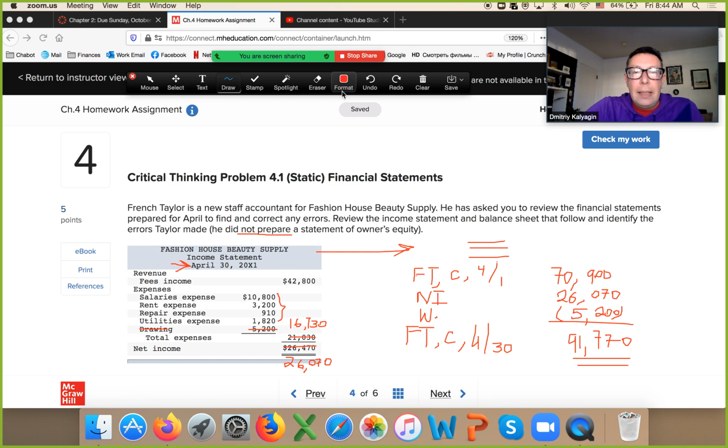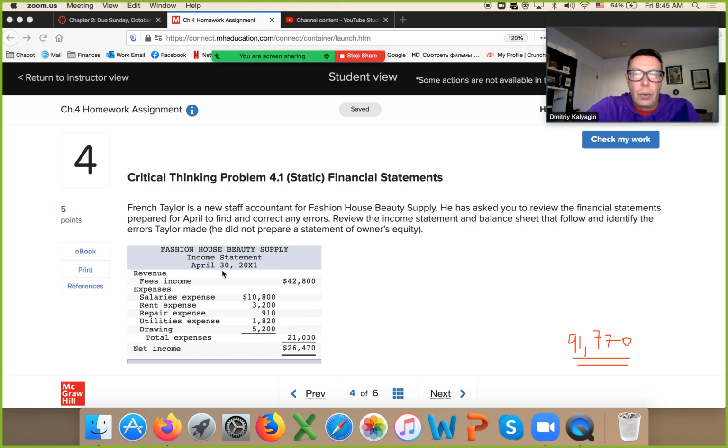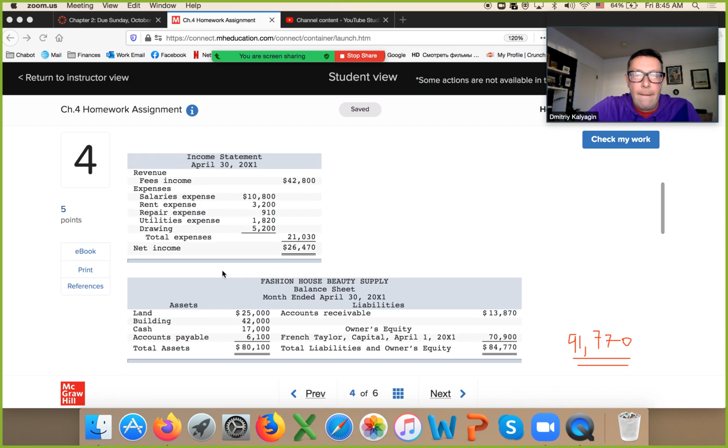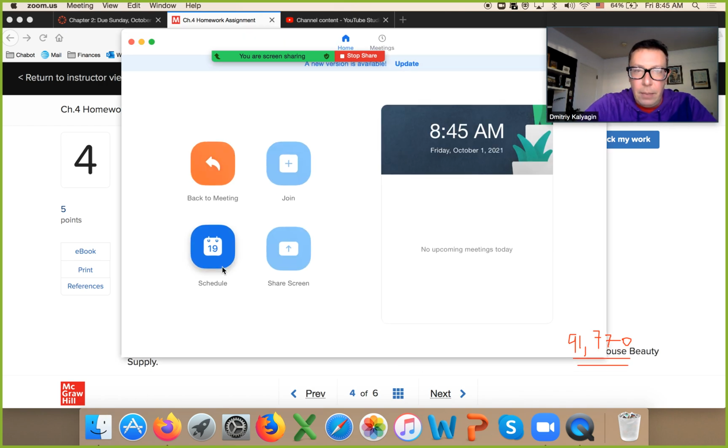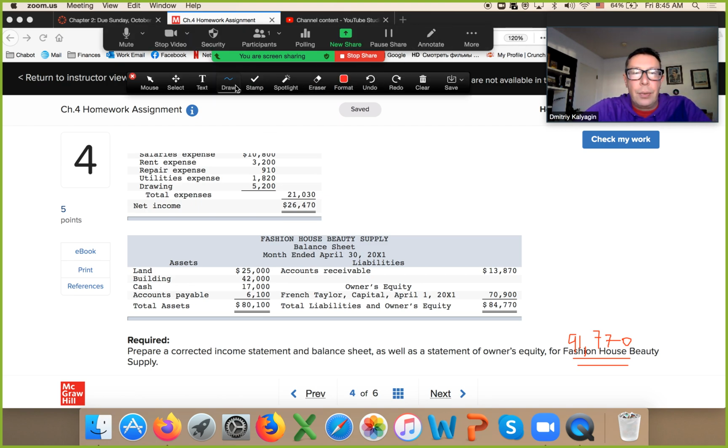Okay, the last statement is the balance sheet. So let me do this. Let me use the eraser. So I'm going to erase all of this except for this final figure of the capital that I need for the balance sheet. So I just need this 91,770, okay? I don't need the rest of it. All right, erased. So let me scroll down to the balance sheet. Okay, so for the balance sheet, let me make it a little bigger, if I can. Okay, this is the best I can do.